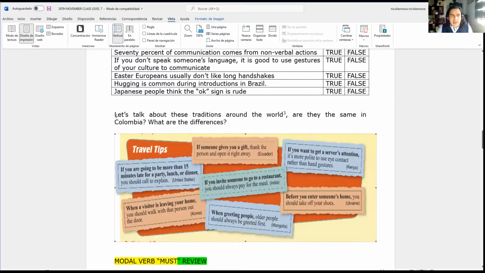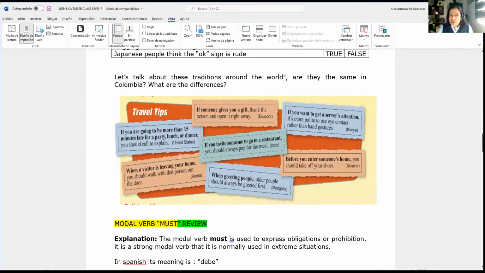Entonces aquí hay, let's talk about these traditions around the world. Are they the same in Colombia? What are the differences? We have some traditions here.